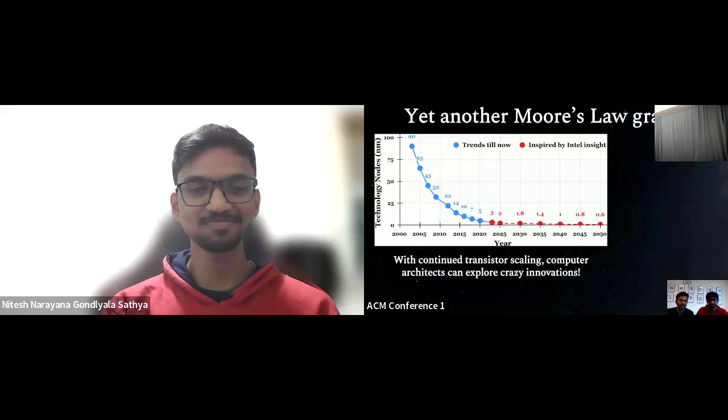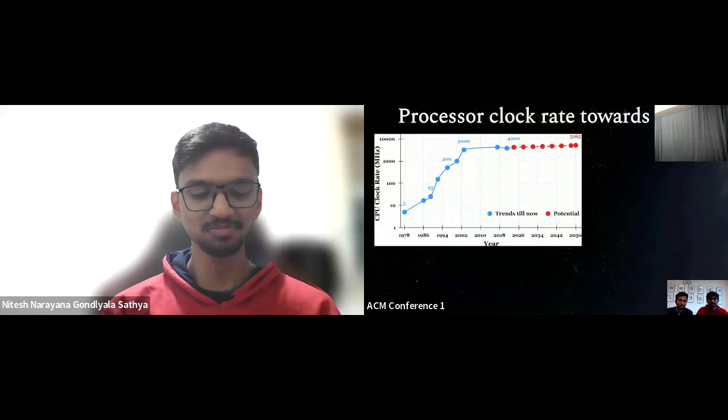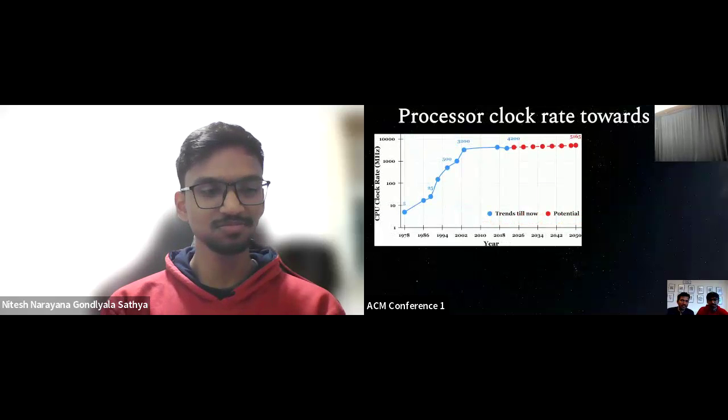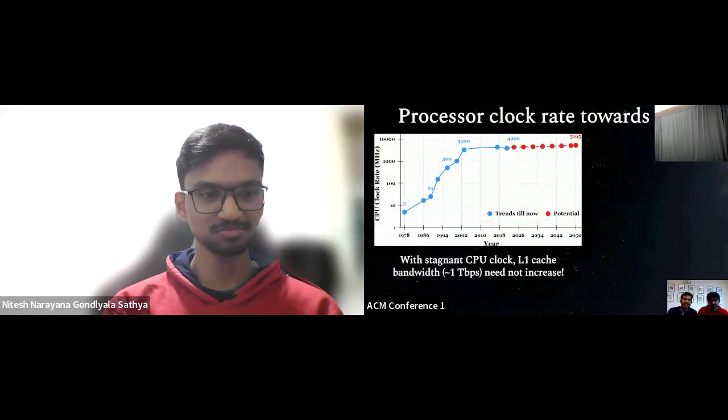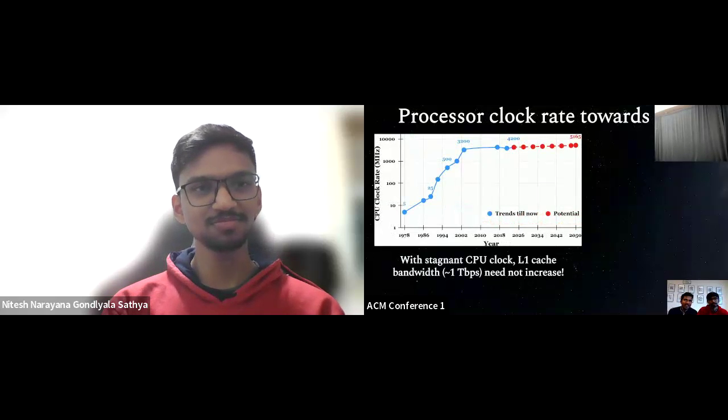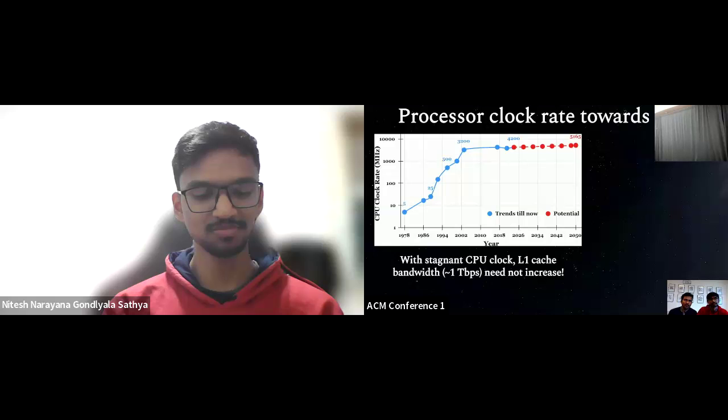But what about the processor clock rate? I knew you would ask. So, this is another extrapolation of the growing processor clock rate from the Hennessy-Patterson book. Okay, so it seems that the processor clock has stagnated, which means that the L1 cache bandwidth wouldn't need to increase anymore. Oh, so maybe that's why they keep increasing the cache size. Well, you can't increase the L1 cache size much because even a minute increase in its latency might slow down the processor, but L2 and L3 can certainly be increased.